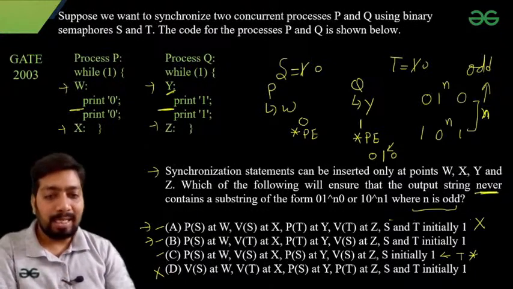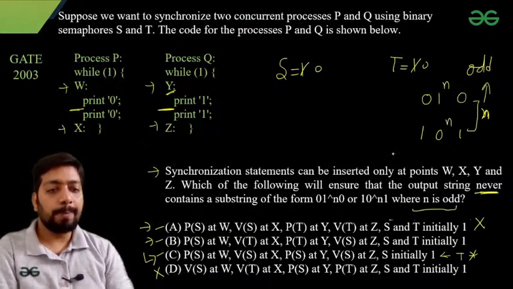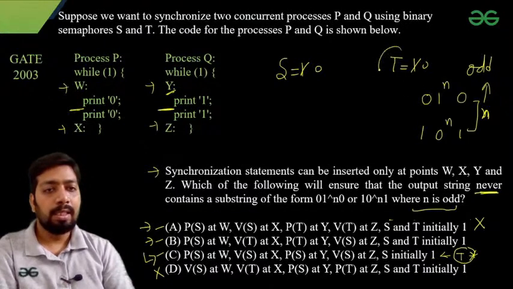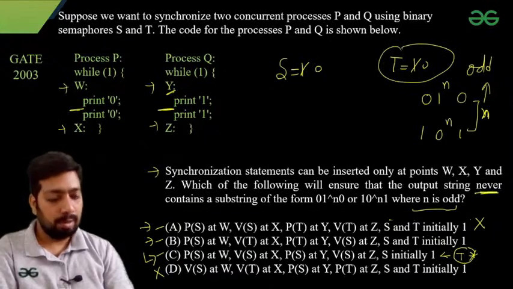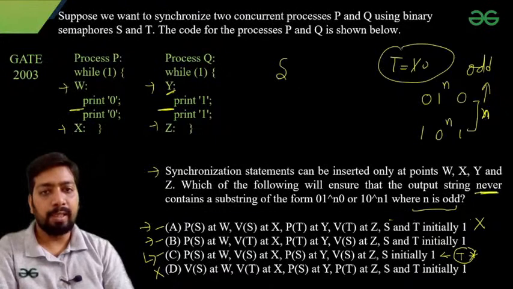So let's directly jump into option C. Option C is utilizing only one semaphore S. It is not utilizing the T semaphore, so let's remove it. It is not utilized here. And what is the value of semaphore S initially? Semaphore S is initially 1. So let me write initially 1.